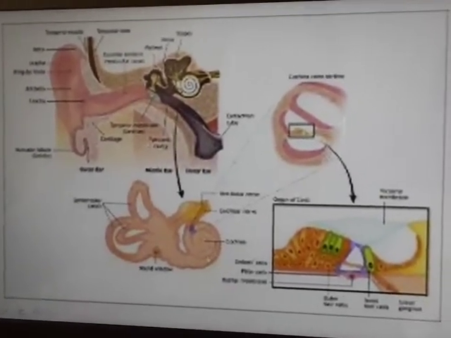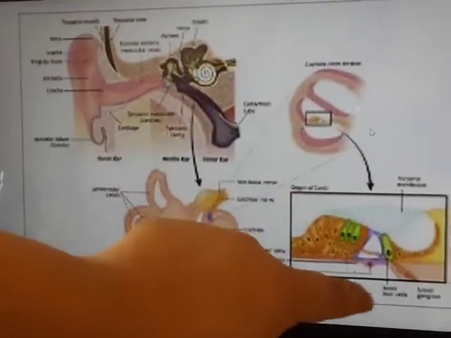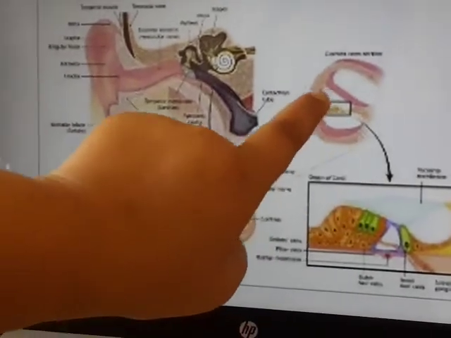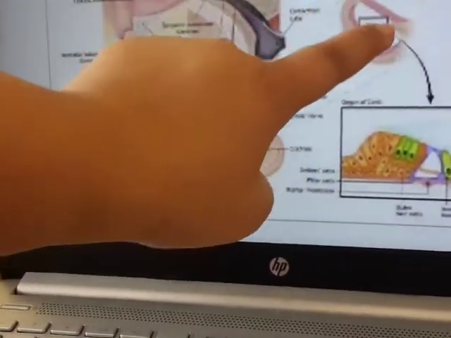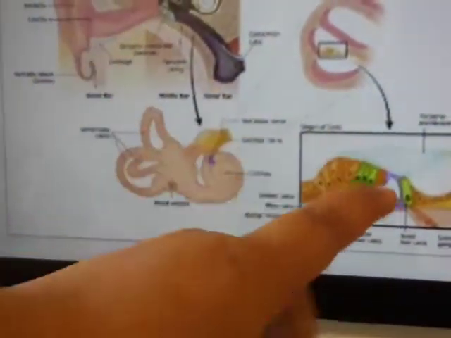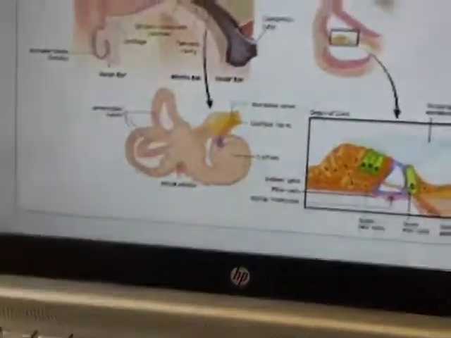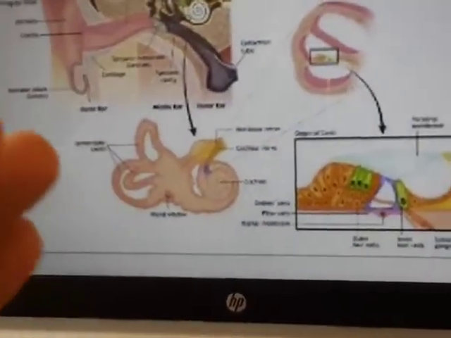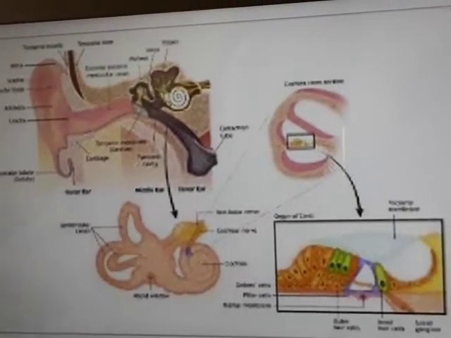Then this is the part of the internal ear, right? It is divided into three columns: scala media, vestibuli, and tympani, right? And it has this basilar membrane with hair cells present in it, which are the most important portion responsible for hearing in human beings, right?